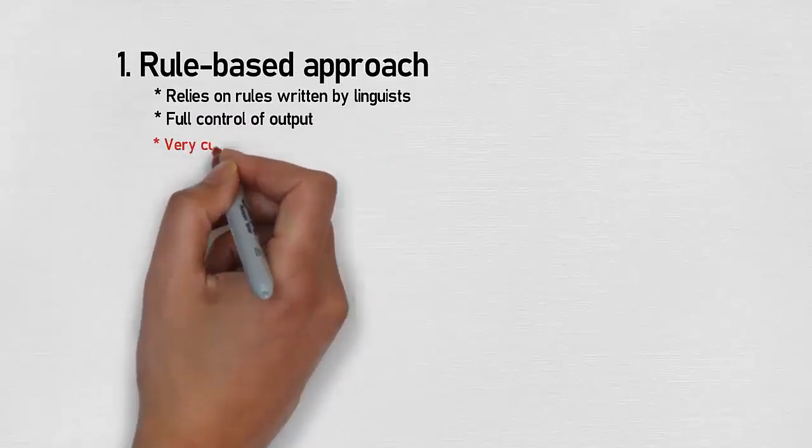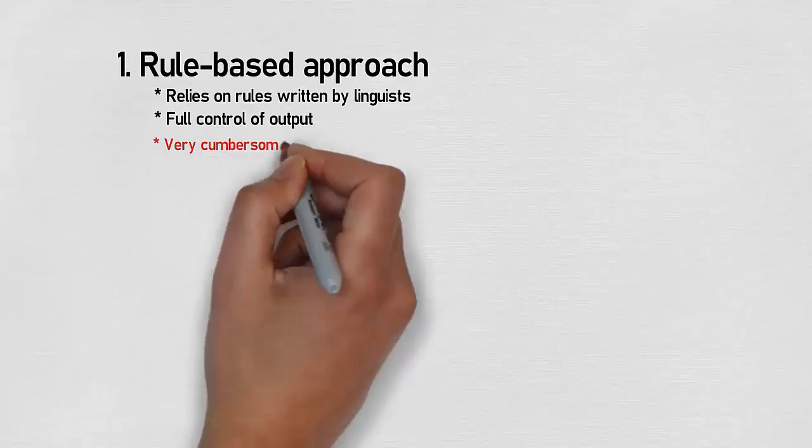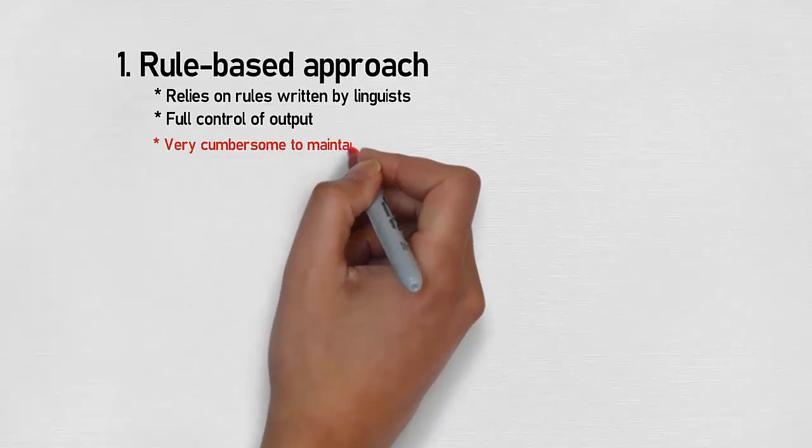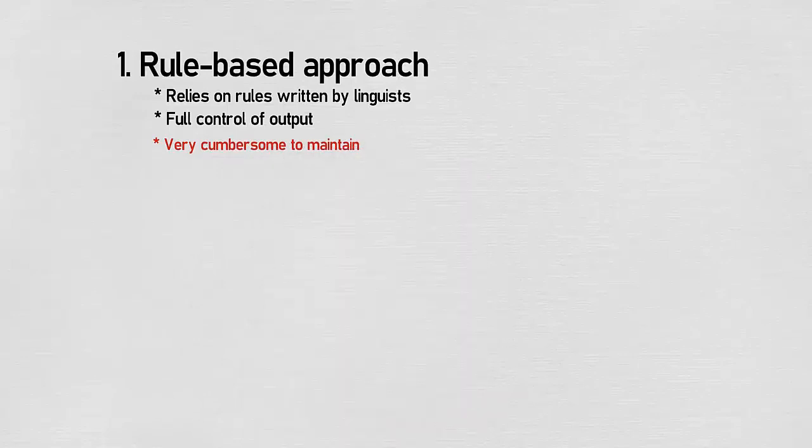However, it is very cumbersome to maintain. Once you make a change in one part of the system, you need to make other changes in other parts of the system, and that is very cumbersome to do. And once the system grows, it is very difficult to maintain and very difficult even to understand what it will do.